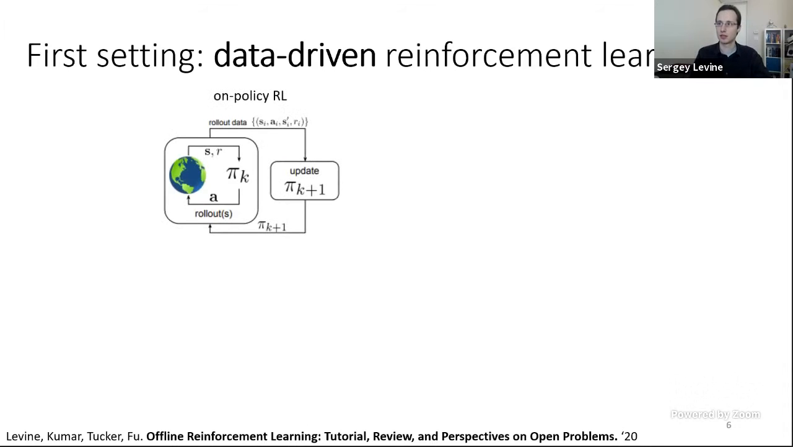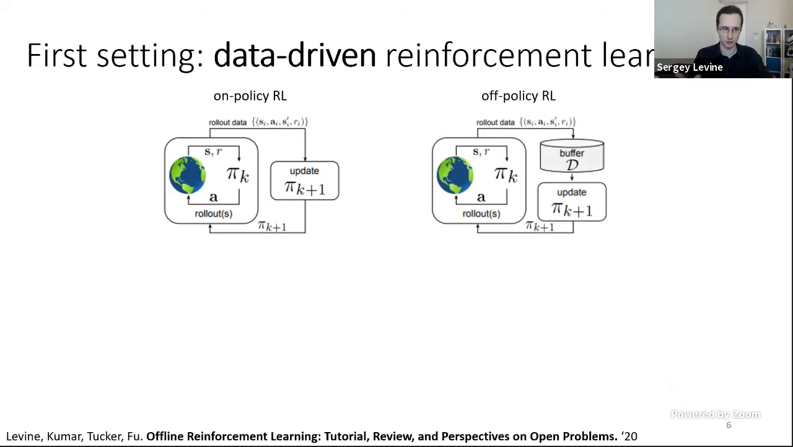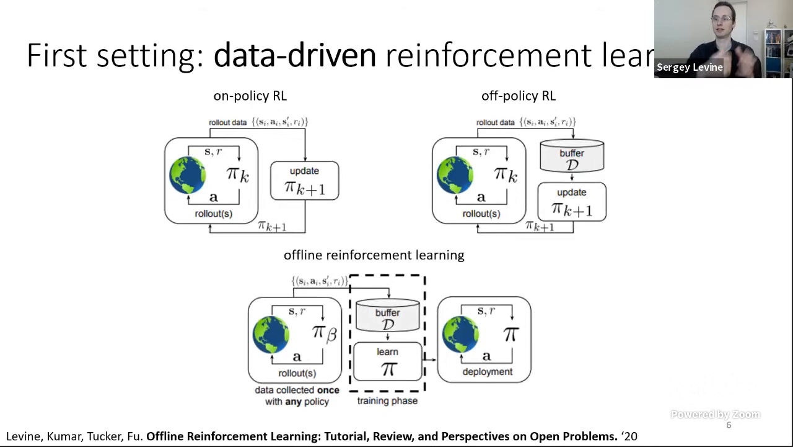So the first setting is offline reinforcement learning. So conventional reinforcement learning is viewed as an on-policy process where you have an agent that interacts with the world, collects some data, improves its policy, and then interacts with the world some more. Off-policy RL extends this to the setting where you store previous data. Offline RL extends it further to the setting where you're just given some data, like in a conventional supervised machine learning problem, and then you're going to use that data you've been given to learn a policy.